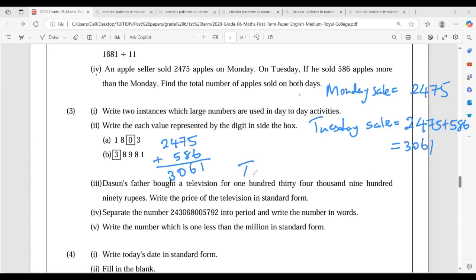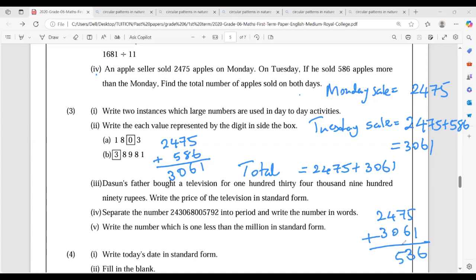Then you can take the total. Total comes 2,475 plus 3,061. So you can add this 2,475, 3,061. If you add this, 5 plus 1 is 6. 7 plus 6 is 13. 1 carries. This 1 plus 4 is 5. And this also will be 5. Then your answer total is 5,536 apples he has sold during both days. Okay.